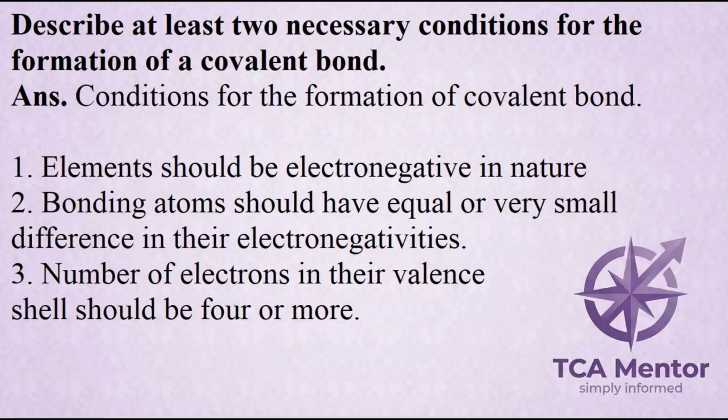Describe at least two necessary conditions for the formation of a covalent bond. Ans. Conditions for the formation of covalent bond: Elements should be electronegative in nature. Bonding atoms should have equal or very small difference in their electronegativities. Number of electrons in their valence shell should be 4 or more.